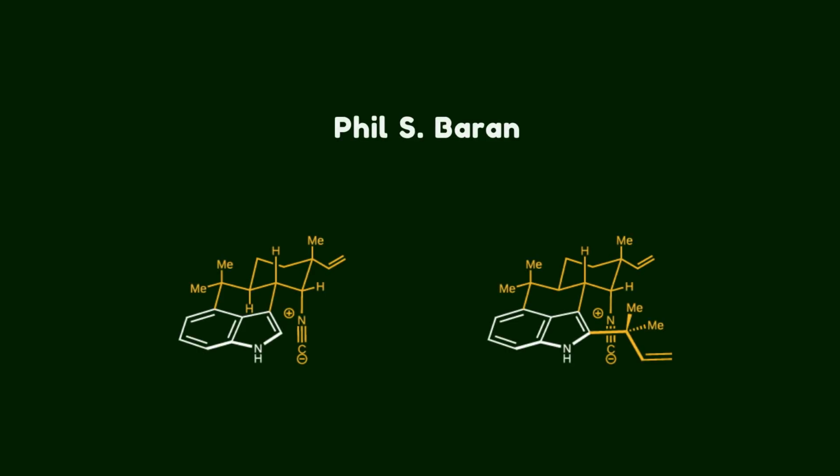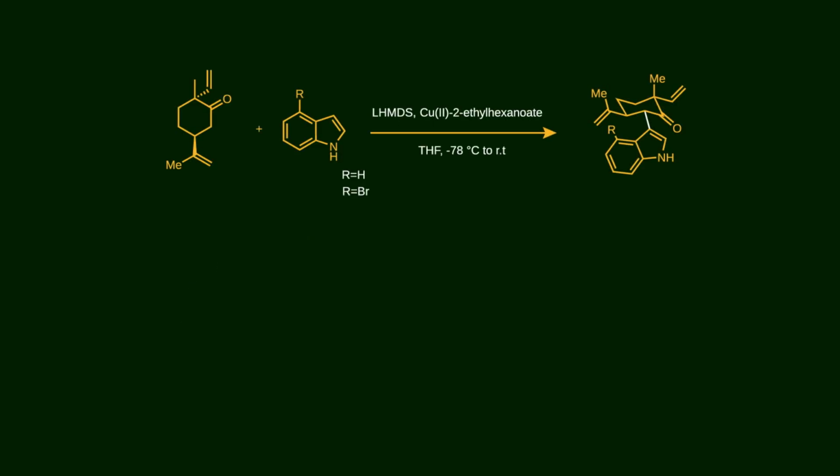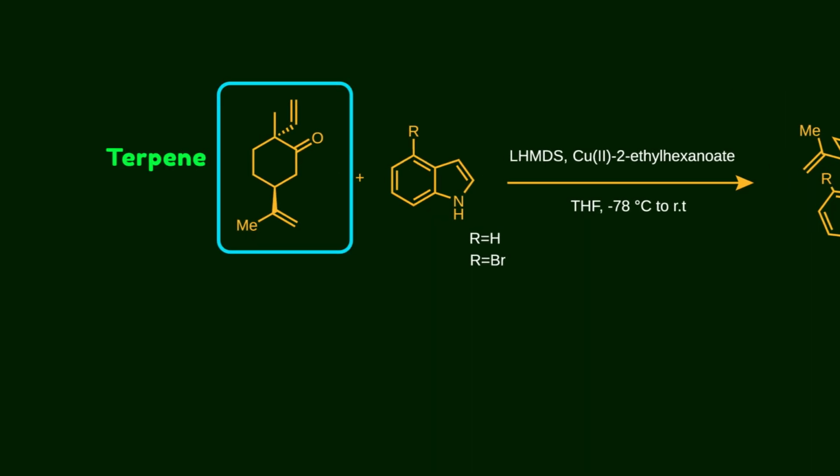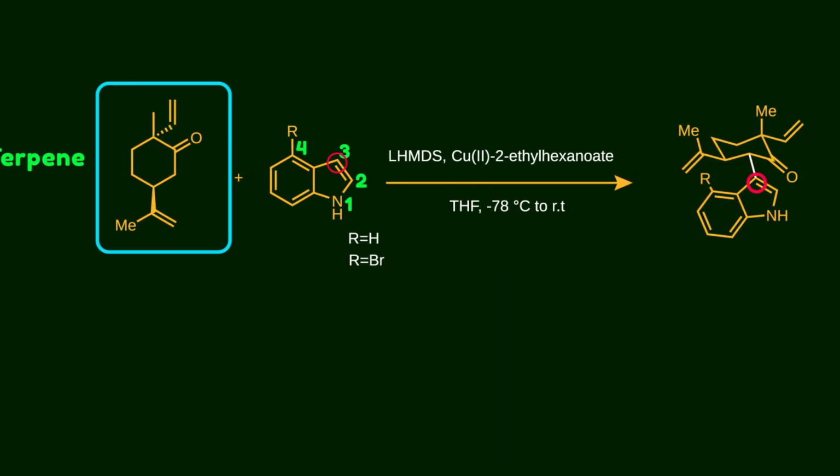In 2007, Baran's group introduced an interesting approach to synthesize these alkaloids without using protecting groups. The synthesis begins with this readily available and enantiopure terpene, which should be joined to the free position of indole from the alpha position of the carbonyl group. This reaction is carried out by adding LHMDS as a base and copper II.